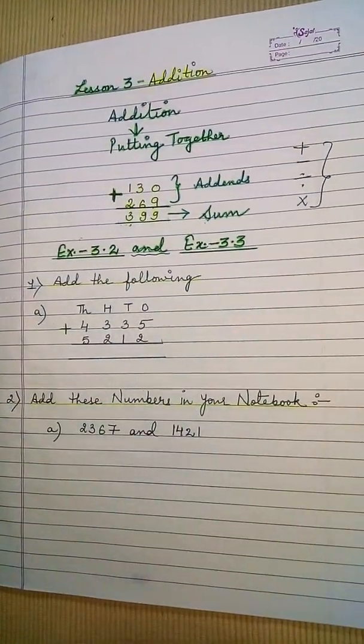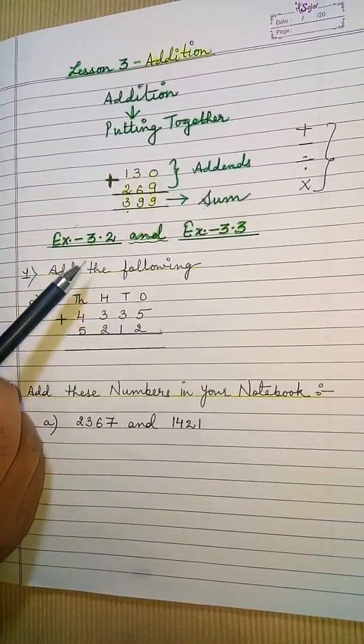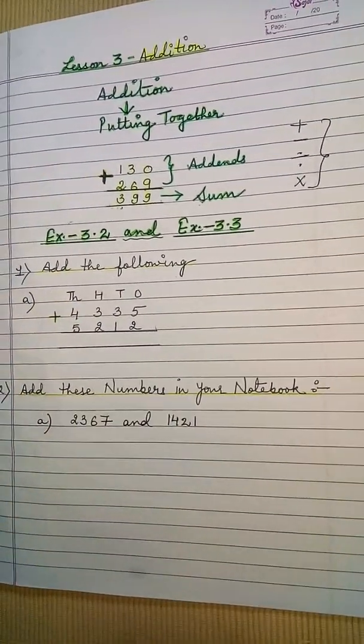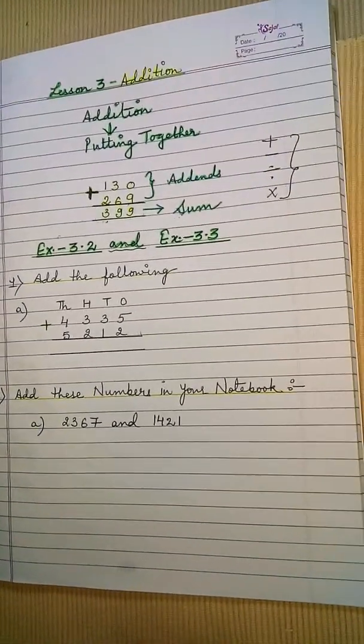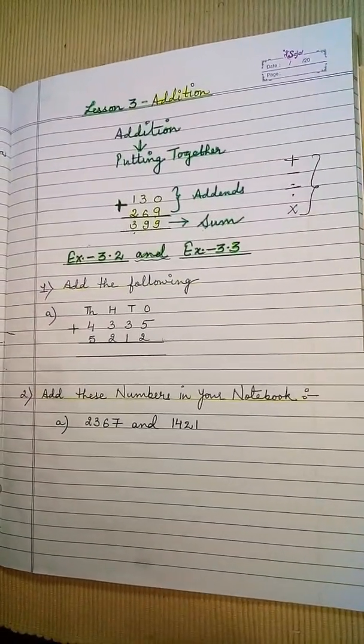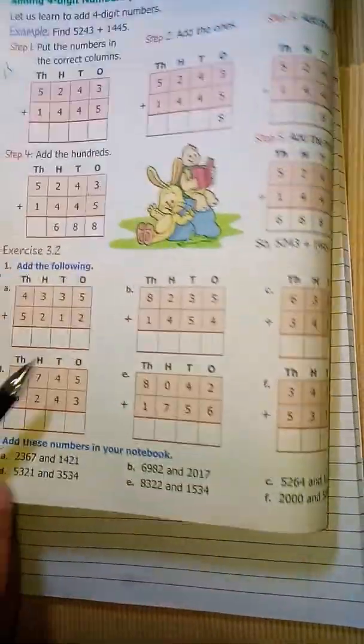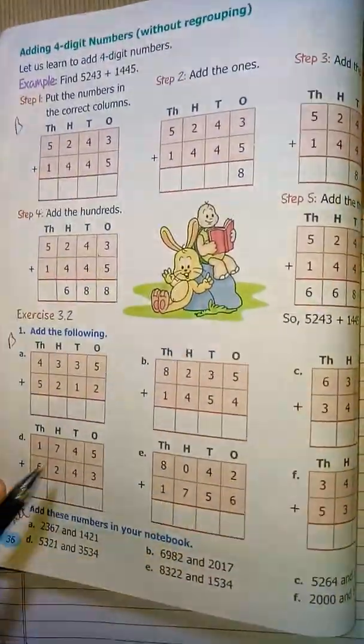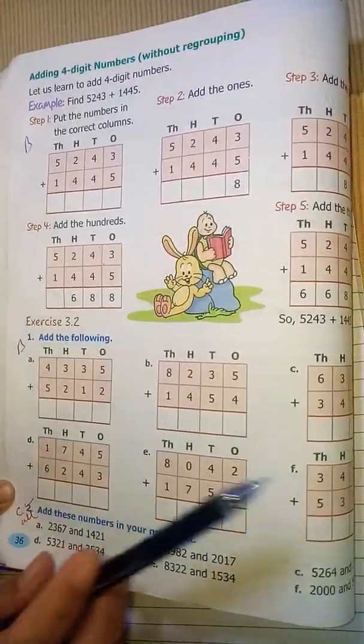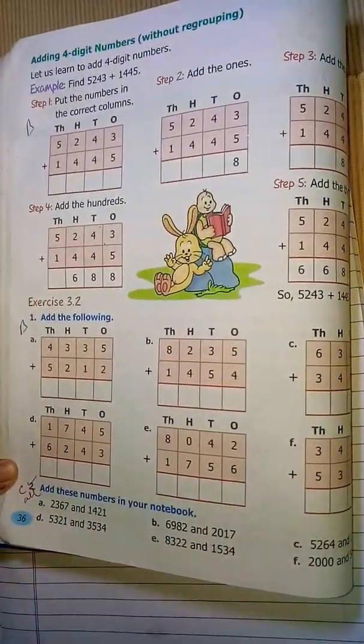Now children, you all will be doing exercise 3.2 part 1 in the book itself. This is given to you. Sums are already given to you here. You will be doing these sums in the book itself.